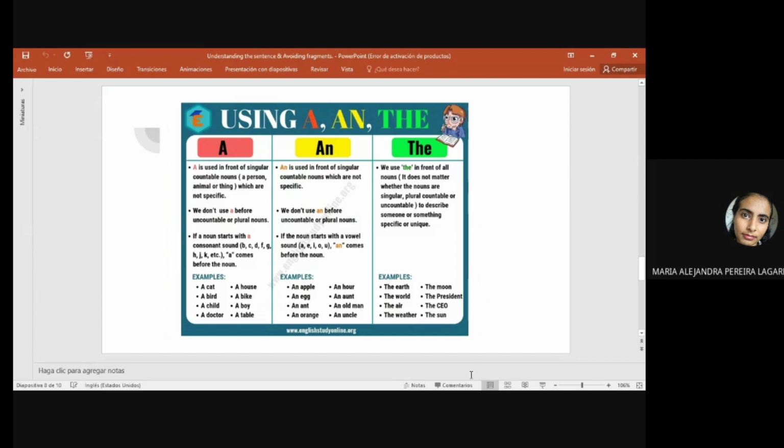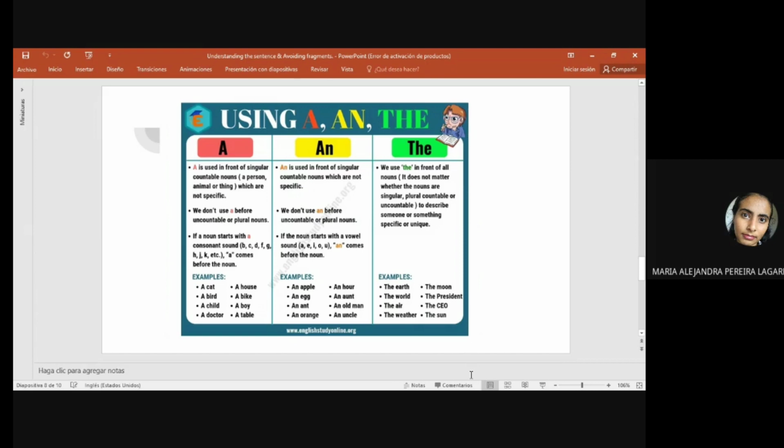With an, it is in front of singular countable nouns which are not specific. We don't use an before uncountable or plural nouns. If the noun starts with a vowel sound, an comes before the noun. In those cases: an apple, an egg, an ant, and the other ones.